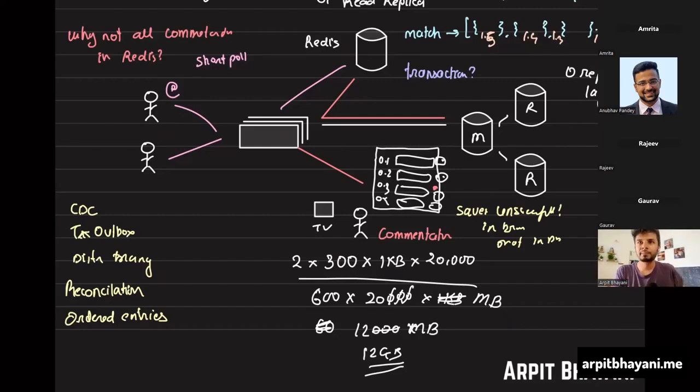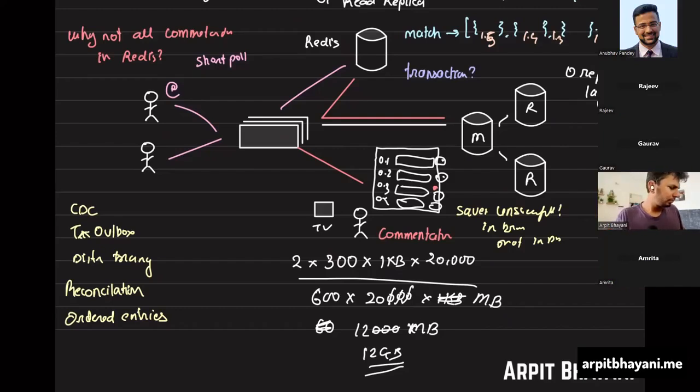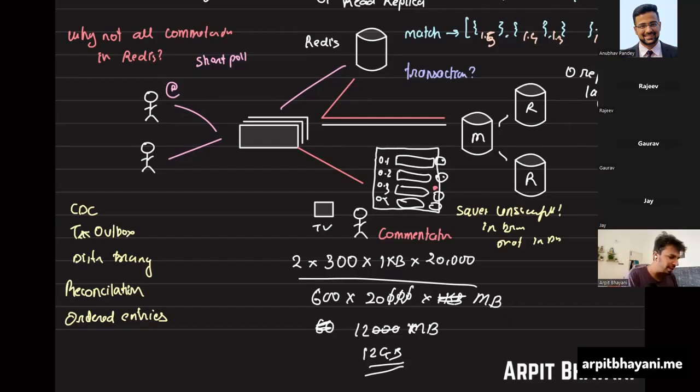Sure. Amrita? Arpit, my question is that if we're relying too much on the commentator, and consider the situation where we have some network delays or something and the same entry gets updated again, or maybe the entry is missed, can't we use a message queue? Why message queue? Tell me one reason why. Like to avoid the redundant entries. There are no redundant entries. It's one entry for each ball over here. There is no redundant entry.